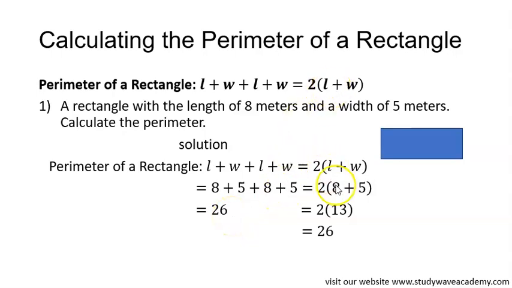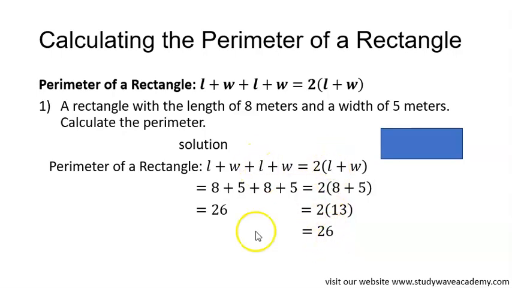Or you use this method: 2 bracket L plus W bracket close. You input the numbers into the formula. 2 bracket L is 8, you write 8, and W is 5, you write 5. You deal with the bracket first. 8 plus 5 is 13, so you have 13. This is a multiplication, okay? So it's 2 times 13. 2 times 13 is going to give you 26, right?